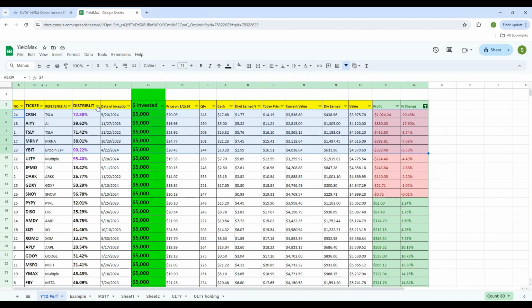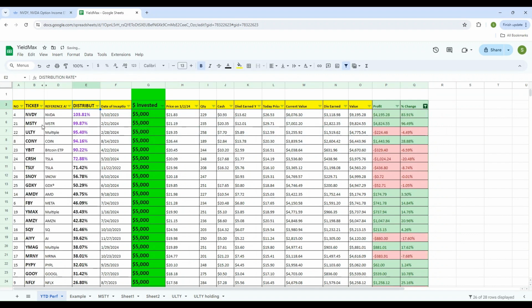Now, don't be fooled by this distribution. Let me just sort the distribution from highest. You see this? These are the five top distributions. Even though ULTY has a distribution rate of 95.4%, it still lost money. Same with YBIT. Same with CRSH. So don't be fooled by this distribution rate. Look at the ones that performed consistently, and the ones that have high volatility, and then you will do pretty well.